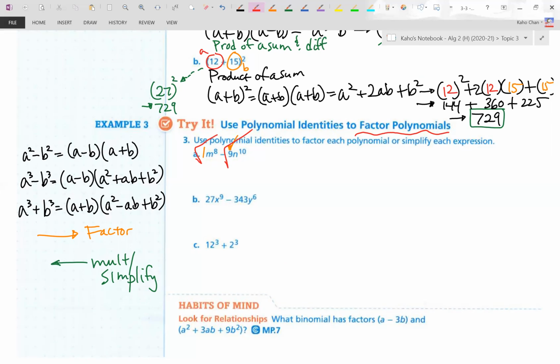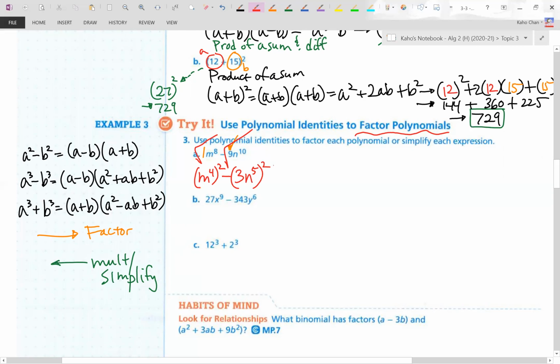So think of m to the 8th as, let's rewrite that a little bit, m to the 4th squared. You see the power there? 4 times 2 is 8. That's why 8 is a perfect square power, okay? And then over here, minus the square root of 9 is 3. The square root of n to the 10th is n to the 5th because you take half of that squared. That's crazy, isn't it? m to the 4th is your a value. 3n to the 5th is your b value. We have a difference of squares here, ladies and germs.